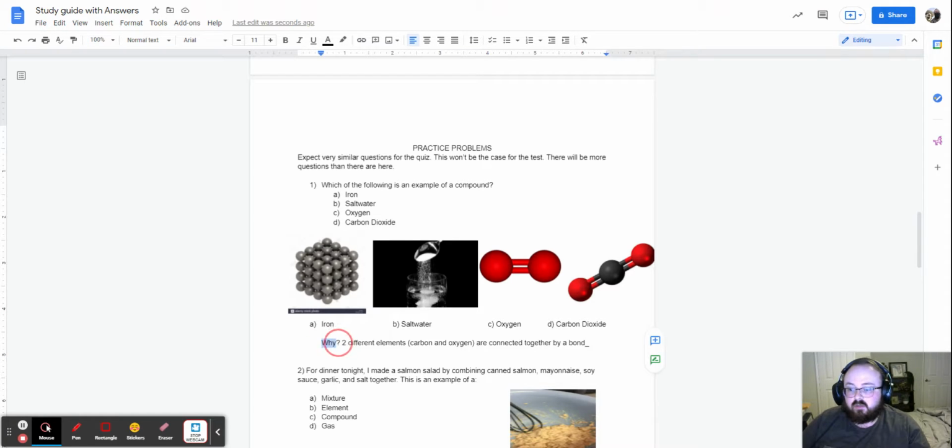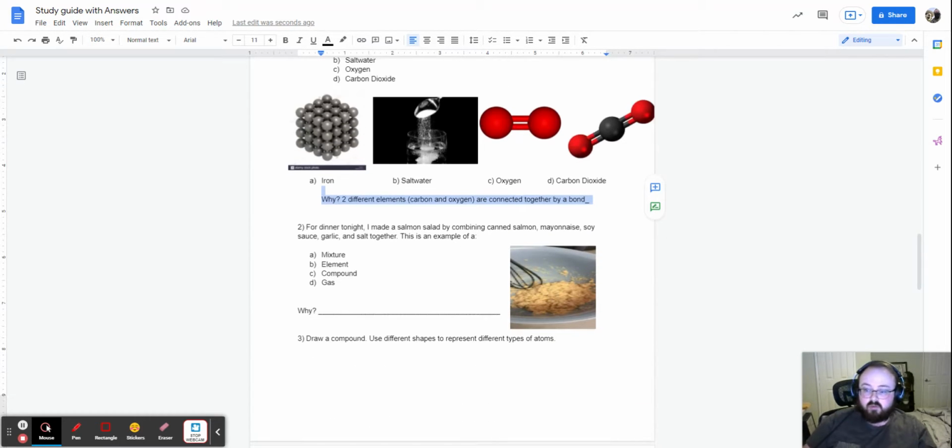Well, this Why section is going to be on every single one of these answers. I'm only looking for a very short answer. I'm not looking for a 5 paragraph essay. I'm not looking for even a paragraph. This can be a sentence. I want to make this clear. This Why, a simple statement, right? Two different elements, carbon and oxygen, are connected together by a bond. That tells me that you know that a compound is something where you have two different elements that are connected together by a bond. That's all I am looking for. Okay? No need to write too much. That simple.